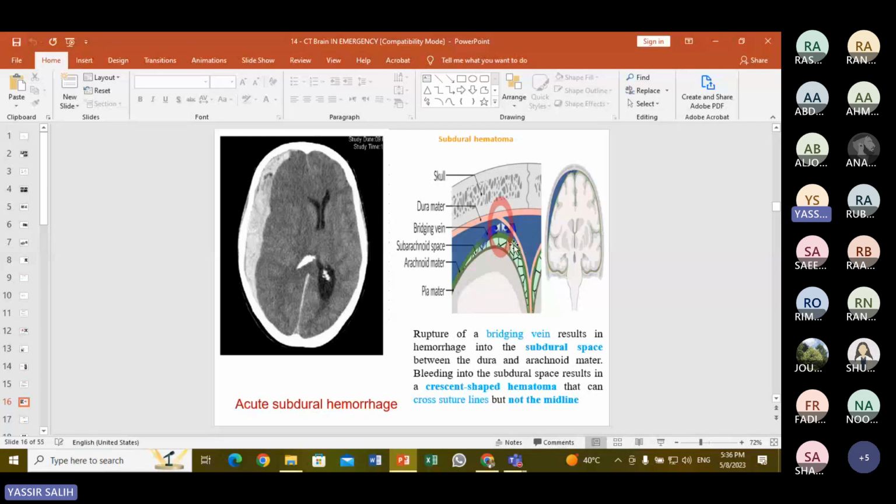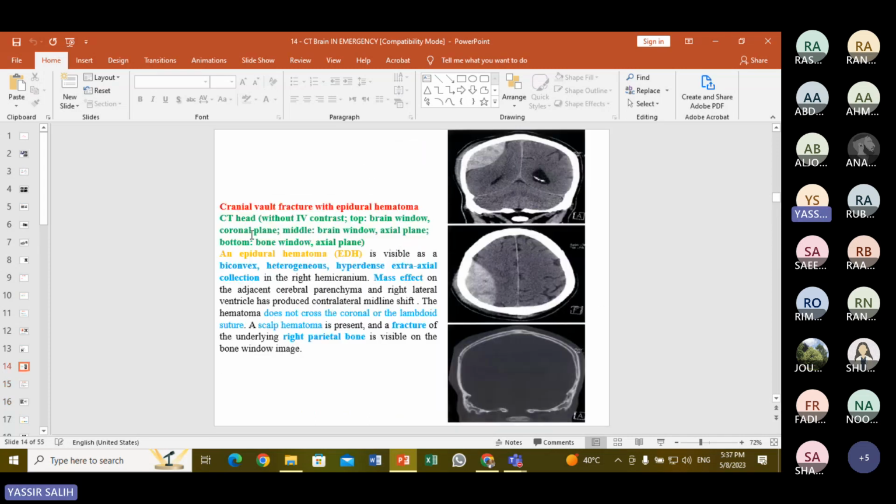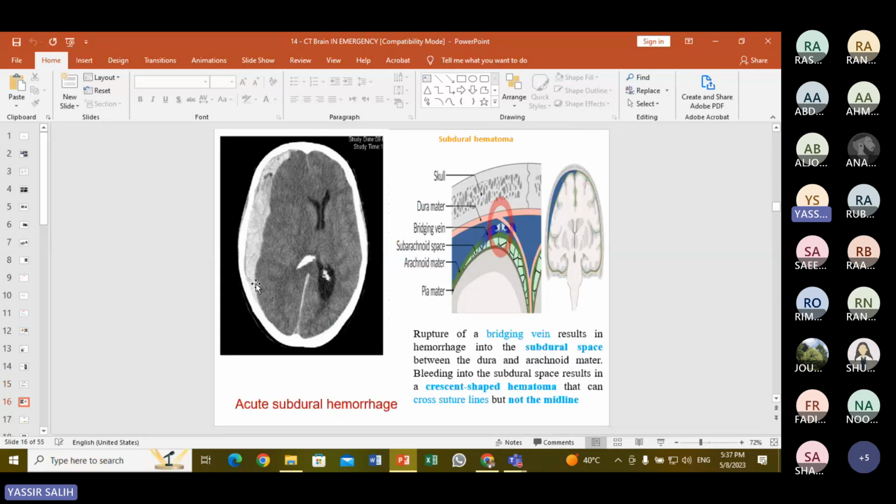So the most important thing, as we said, is that it has a concave inner margin. The inner margin is concave or crescentic in shape. This is acute blood. Why acute? Any acute blood, in all types of hematoma, appears hyperdense. Then we look at the inner margin: it is concave. Note that compared to the epidural, which was convex, in the subdural the inner margin is concave.